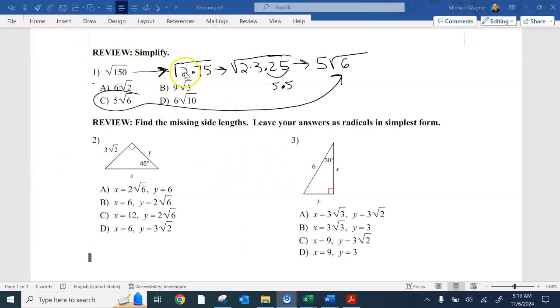Okay, so here's the first one. Basically I started factoring down to 150, got it down to that, broke it down into 25, took out 5 times 5, and then what I pulled out was the 5. 2 times 3 is 6. Okay, so let's go ahead and try number 2.